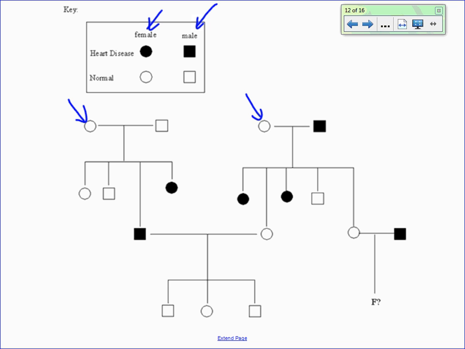So now we know the difference between males and females, and let's take a look at some of the lines that are connected. Any line that is connecting a female to a male, such as this one right here, is going to indicate a mating. So in this case, the mating, if you trace it down, ends up producing 1, 2, 3, 4, 5 kids. All right? So that mating between these two parents ended up producing 5 kids.